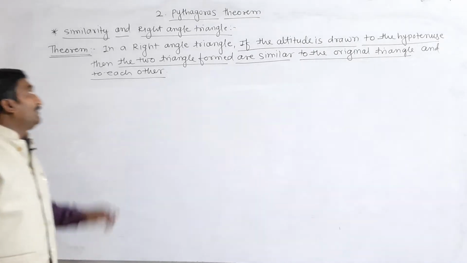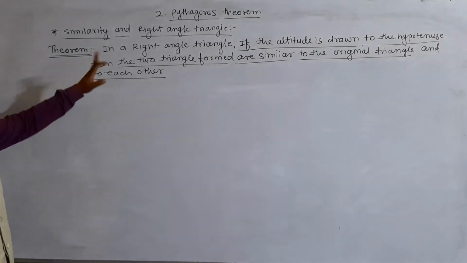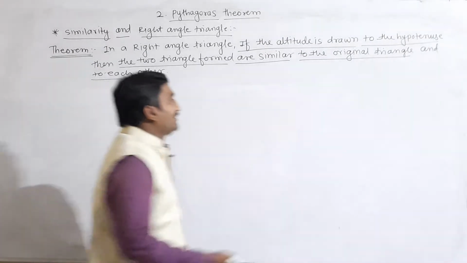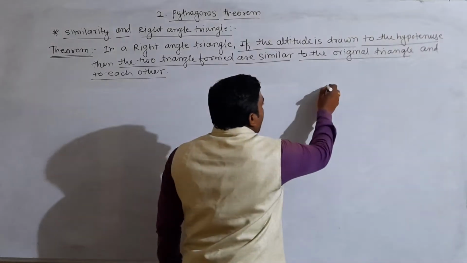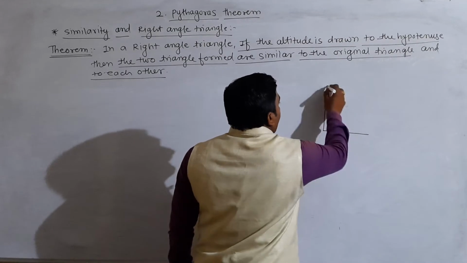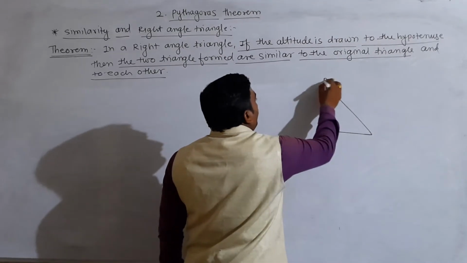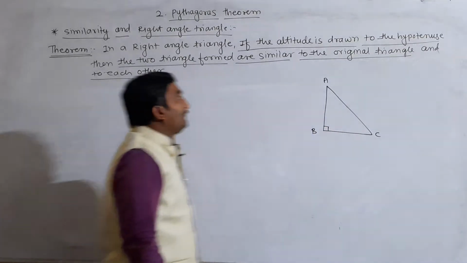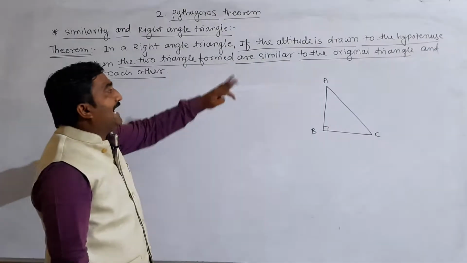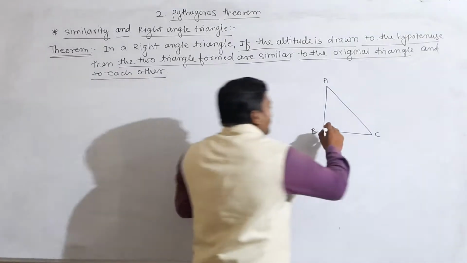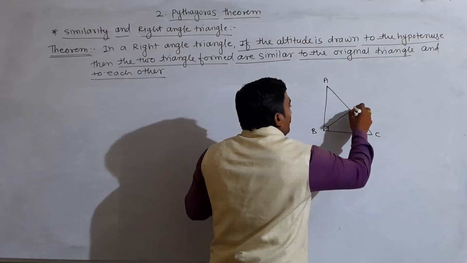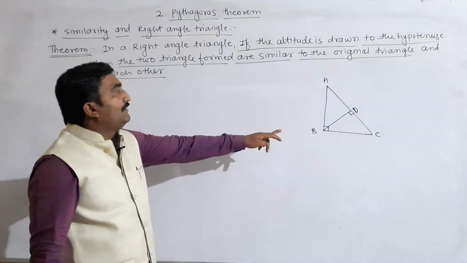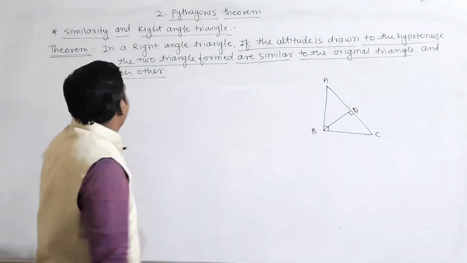The theorem is given that in a right angle triangle, if the altitude is drawn to the hypotenuse, suppose we consider here a right angle triangle. This is the right angle triangle ABC. Angle B is a right angle. This is the altitude drawn to the hypotenuse. Segment BD is the altitude to the hypotenuse AC.